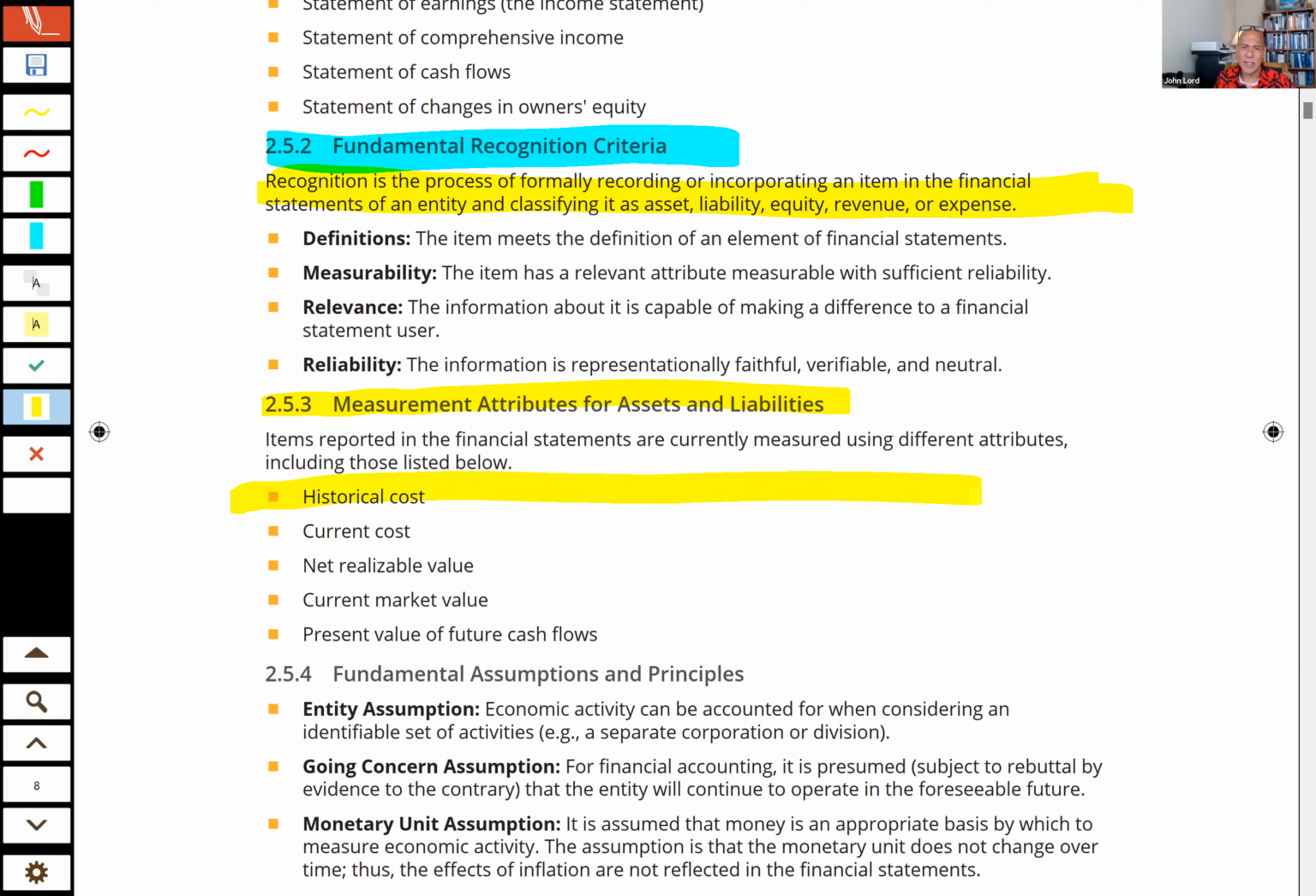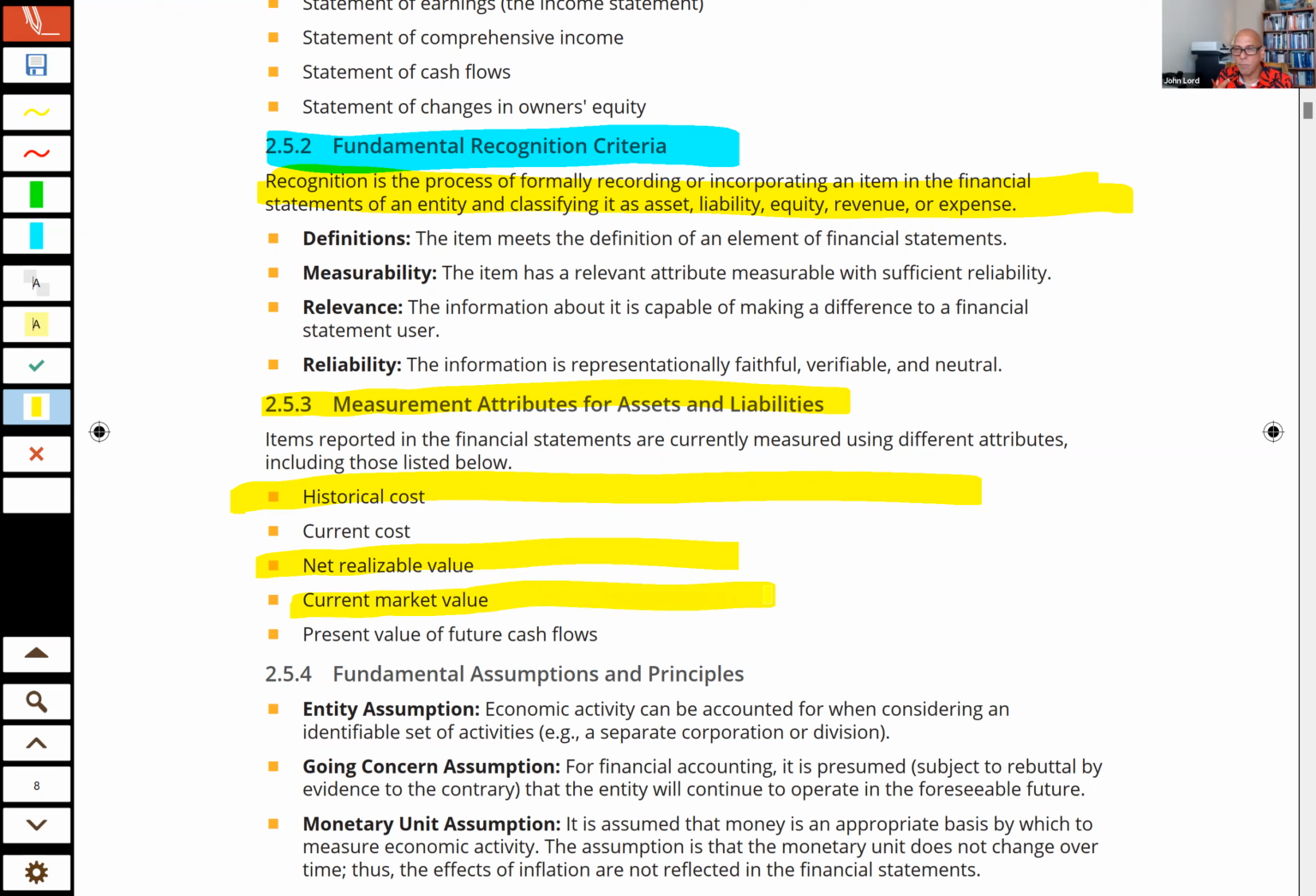And so FASB says, hey, because of all that, we're going to use historical cost. Okay, if we're talking about, say, inventory, we would use net realizable value. Hey, what can we sell it for minus any cost to dispose of that inventory? We have to pay sales commissions or something. Current market value is what we would use for stocks.